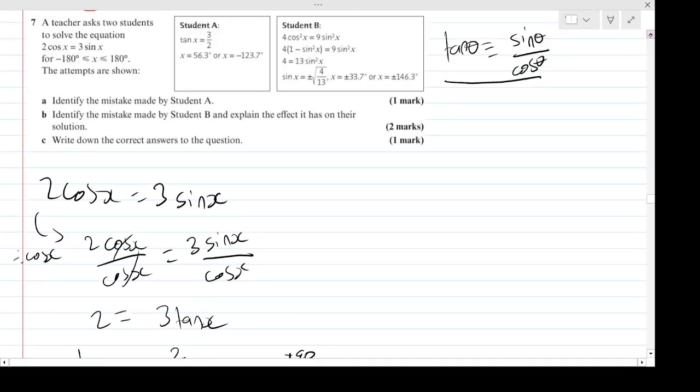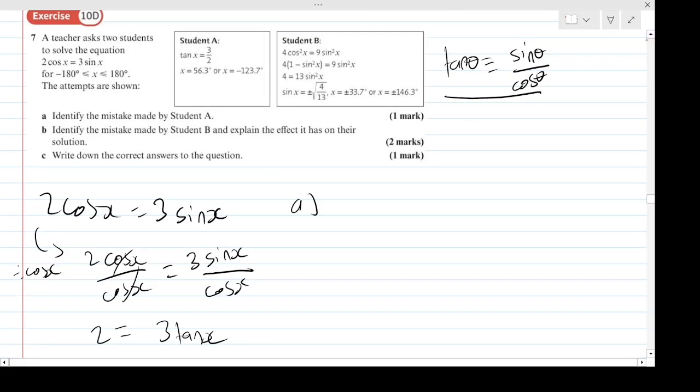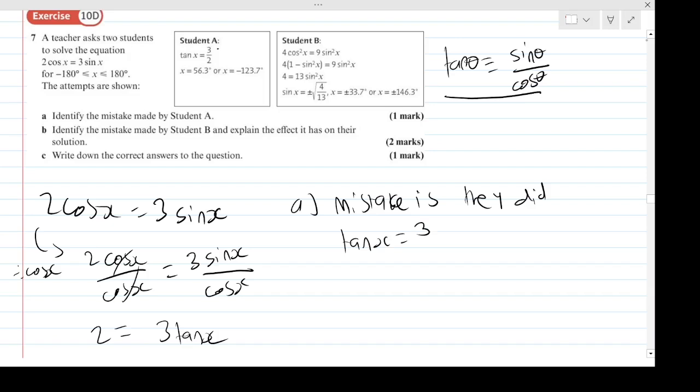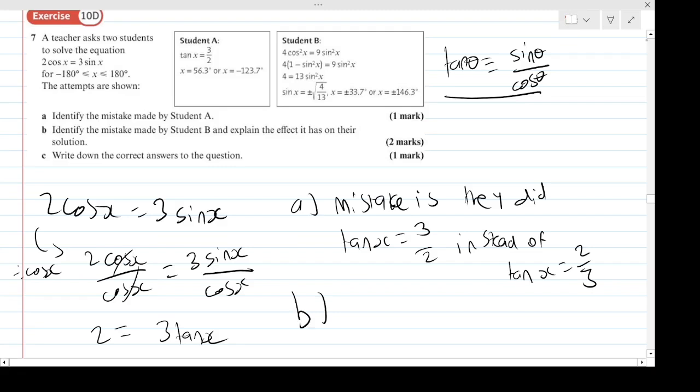So the mistake with student A is they did tan x is 3 over 2. So that's wrong, tan x is 3 over 2 instead of tan x is 2 over 3. Right, so they probably made a silly error. But that's the mistake. It should be 2 over 3, not 3 over 2 there. Then, very similarly, they want us to spot the mistake in student B's working.